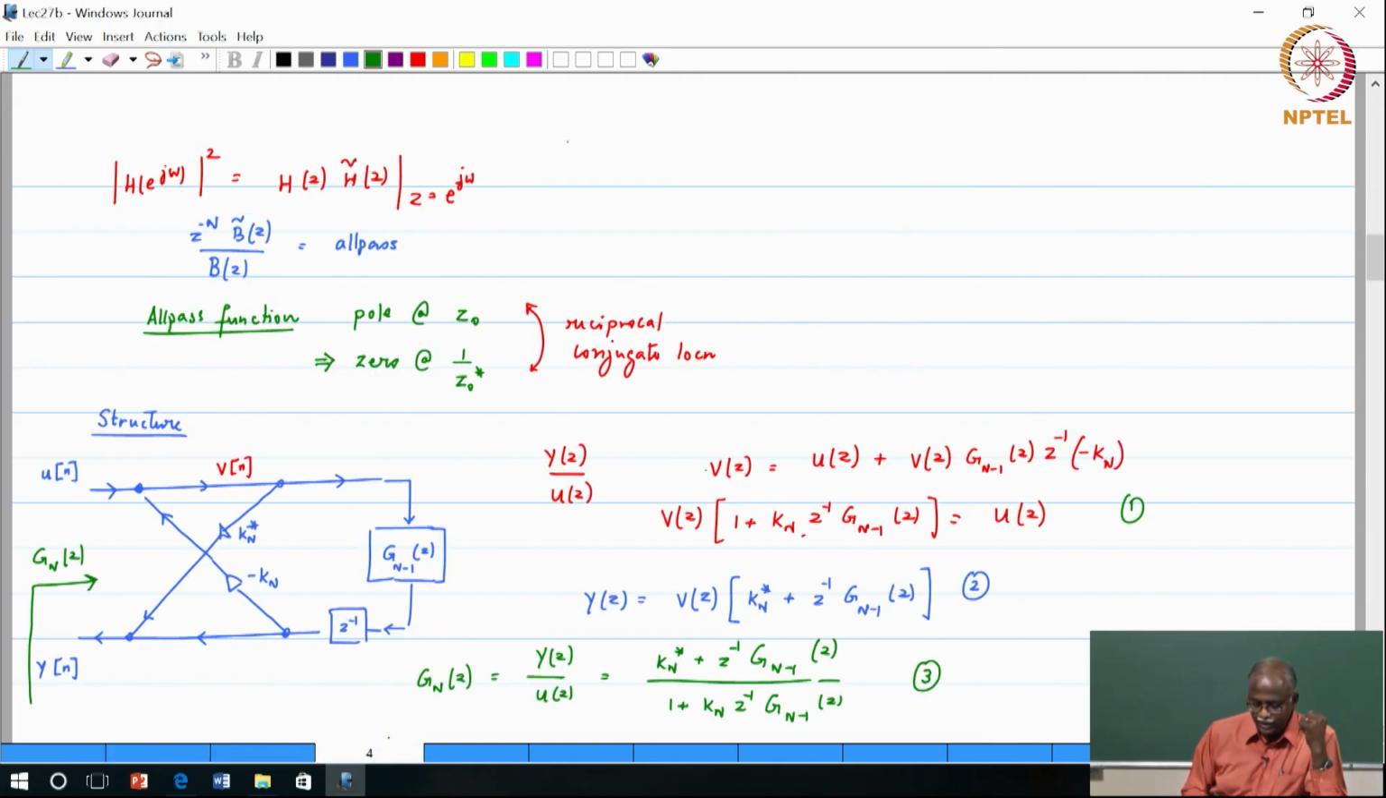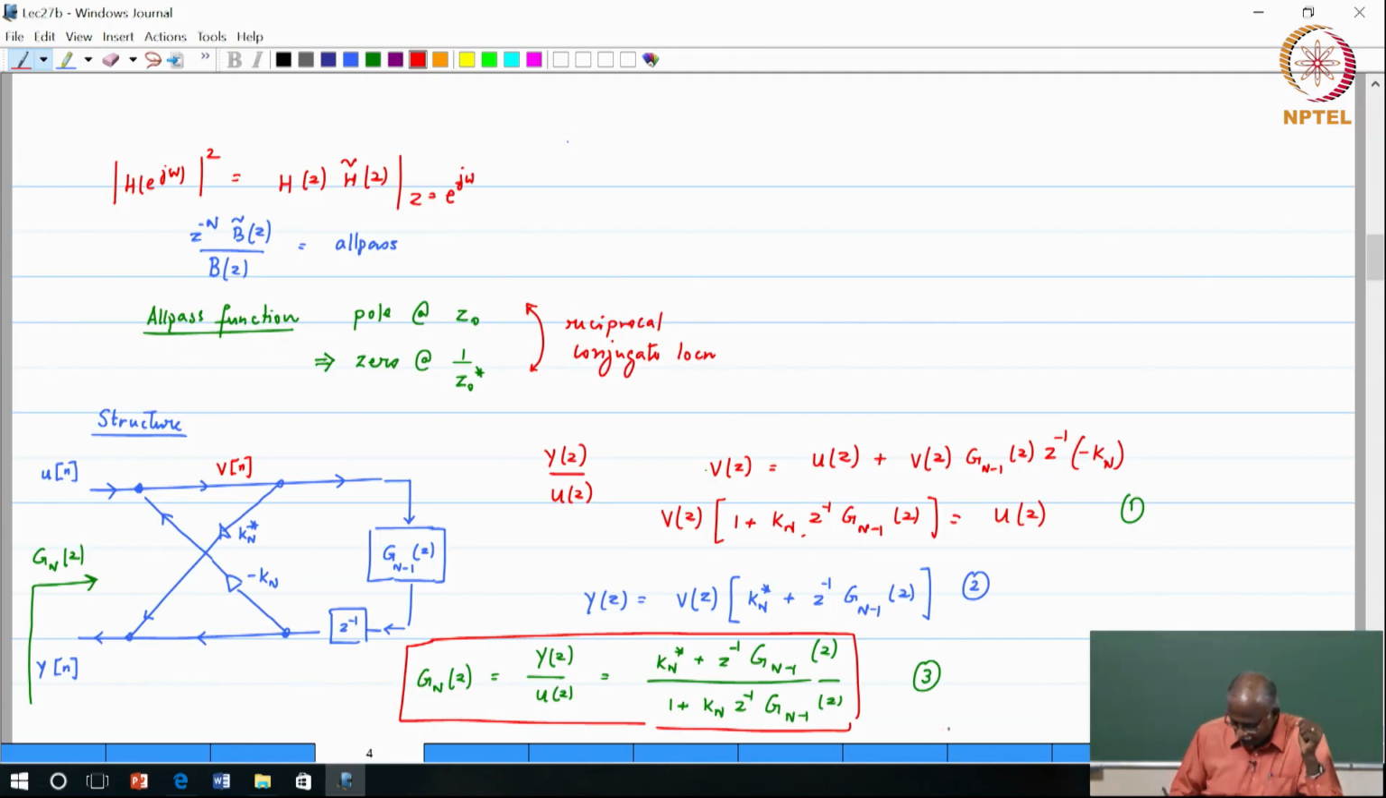Combine it with the all pass lattice, where we have the input output relationship given by equation 3. That is an important relationship, and we showed several interesting and important results from this. One of them was that if you choose Kn appropriately, then you get Gn minus 1 as a lower order all pass function if Gn of z is a causal stable all pass, and Gn minus 1 is also a lower order causal and stable. So, that is a useful result.